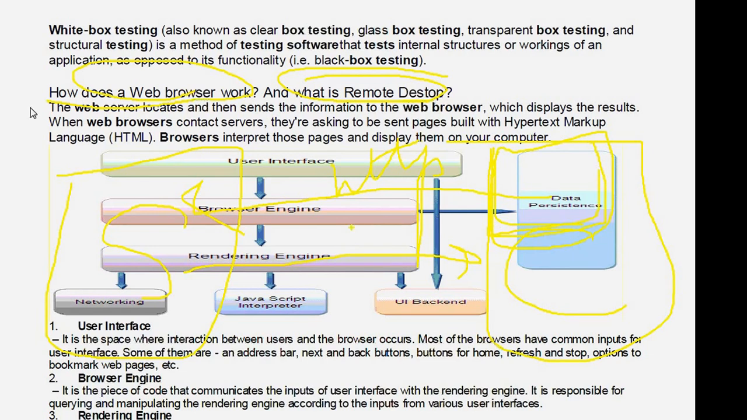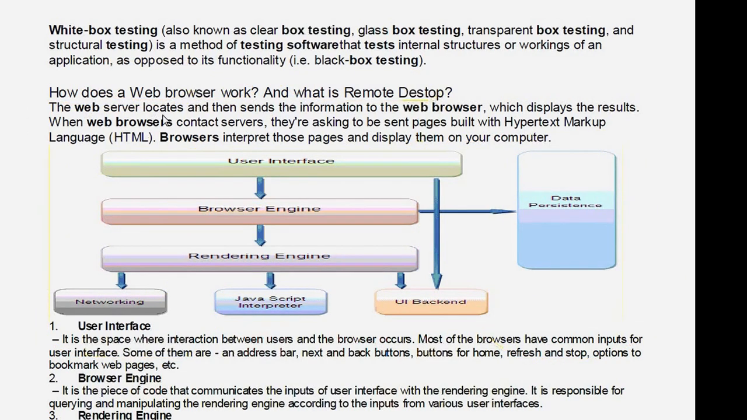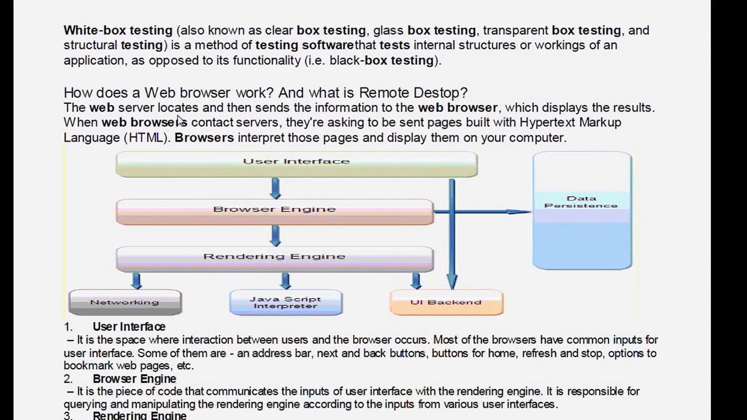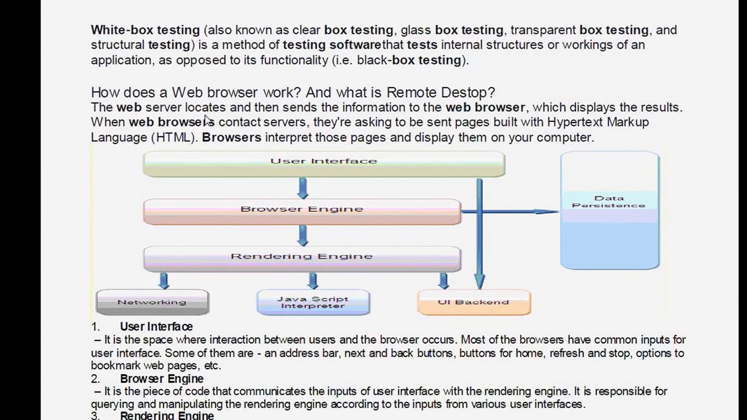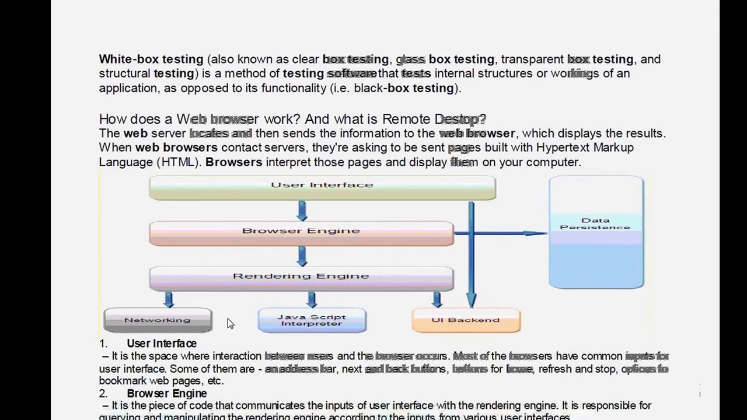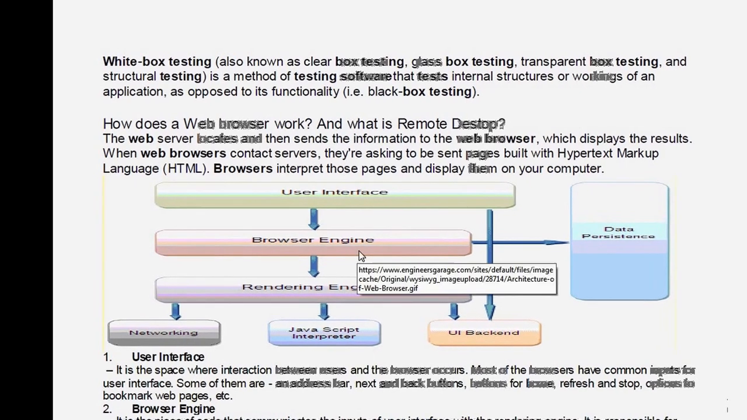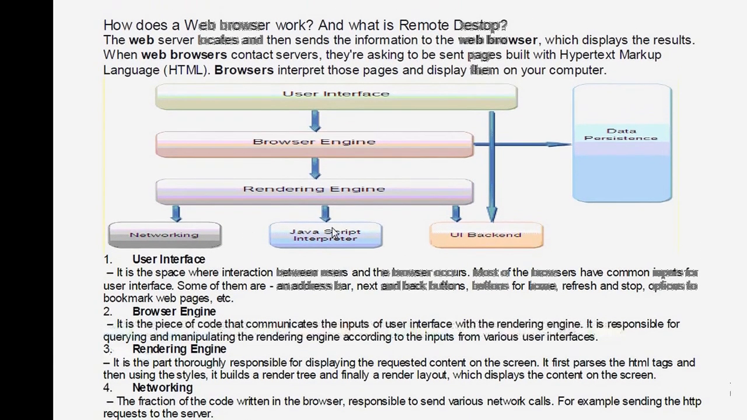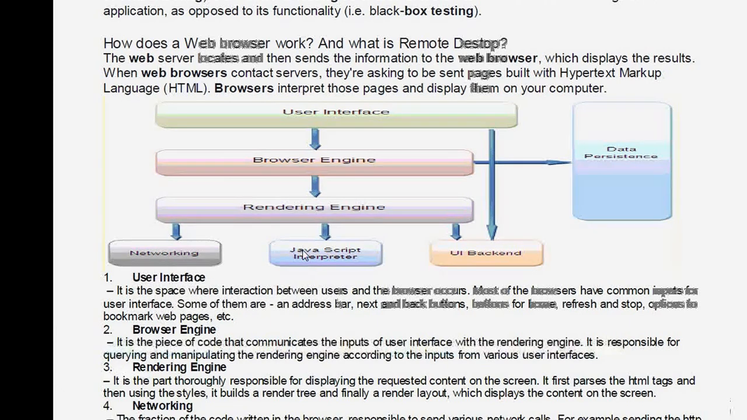So in this architecture, on the client side, the web browser sends a request for a particular site, and that request is processed by the server, and the required file is sent to the browser, and the browser then interprets that file and displays it to the user. The browser has various internal components such as the user interface, browser engine, and rendering engine, and the rendering engine has further networking components, a JavaScript interpreter, and a UI backend.